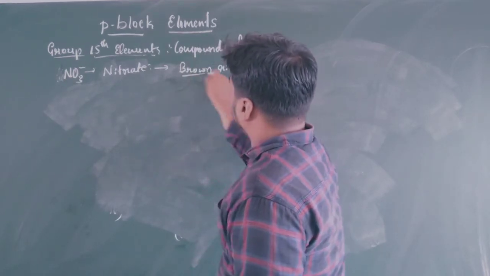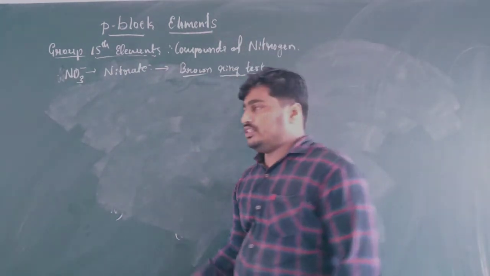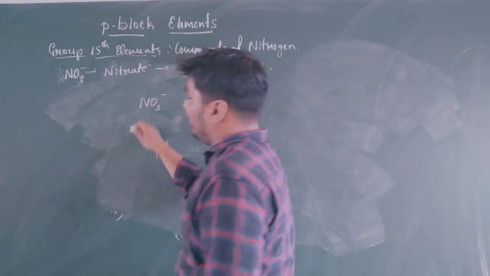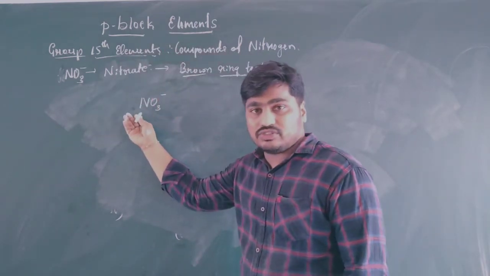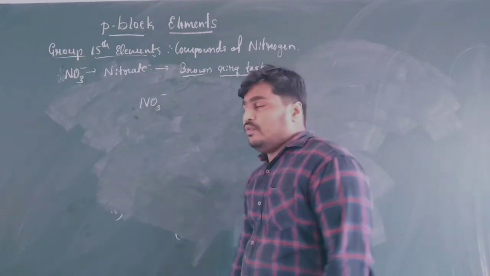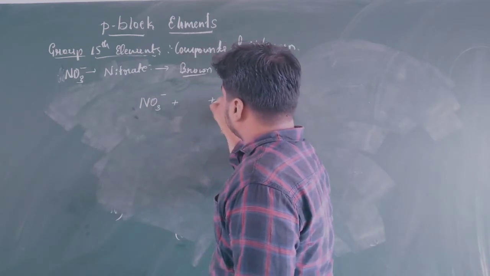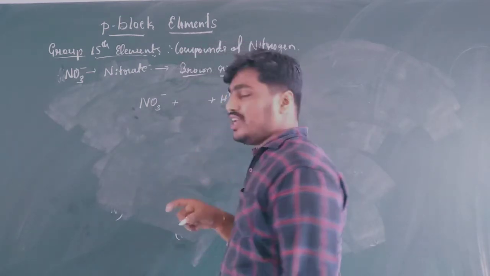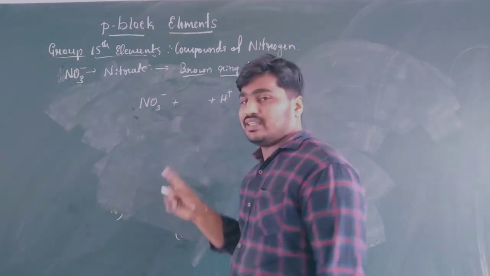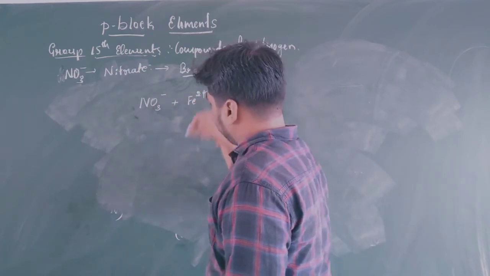What happens in the brown ring test? A small quantity of nitrate salt is taken, NO3 minus. It may be potassium nitrate, strontium nitrate, or barium nitrate. The nitrate salt is made to react with acid, represented as H plus, and a small quantity of Fe2 plus.